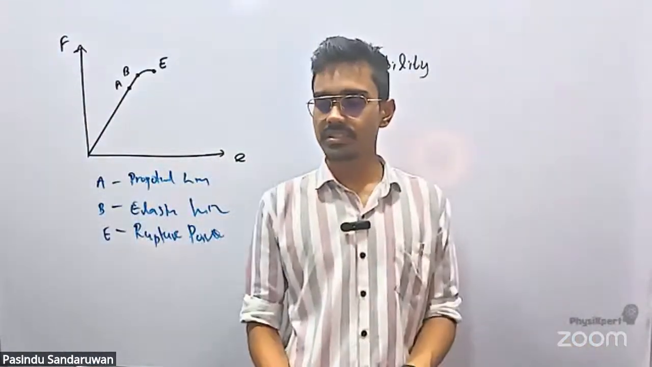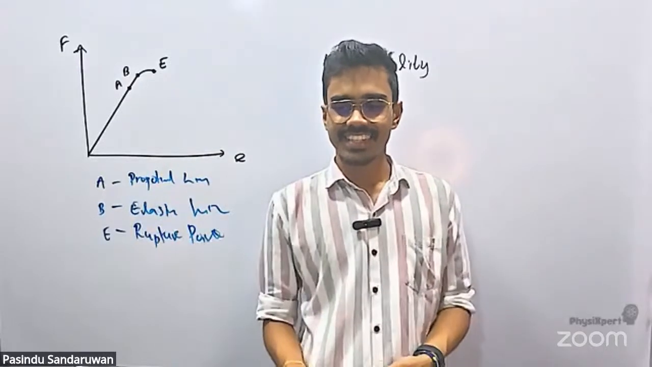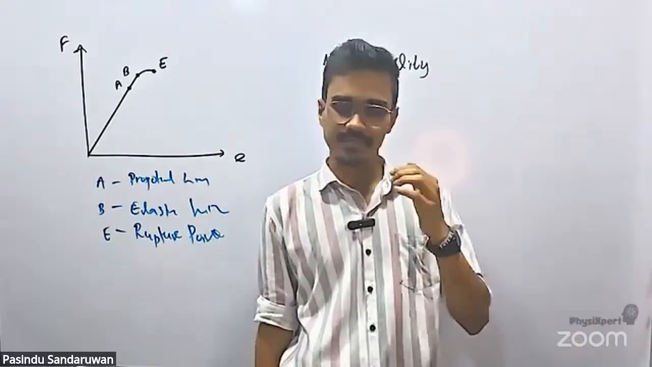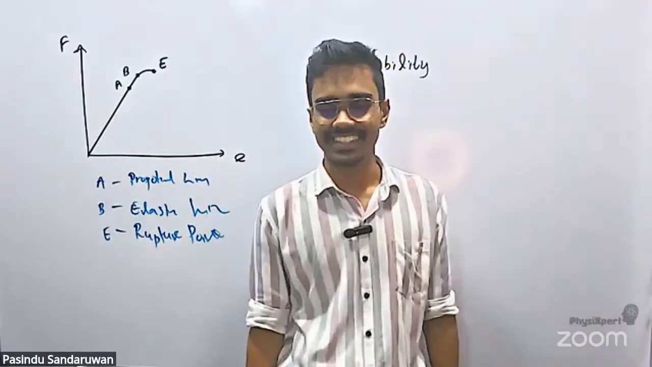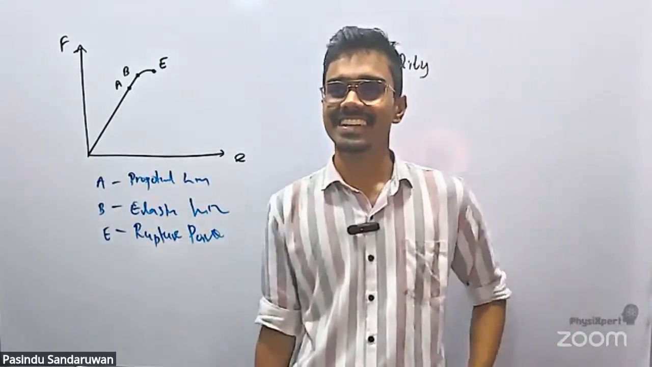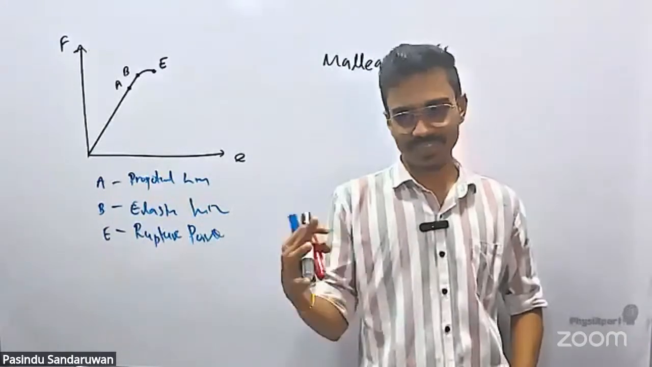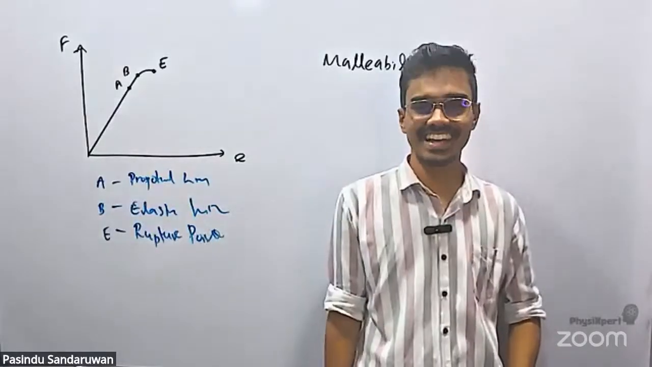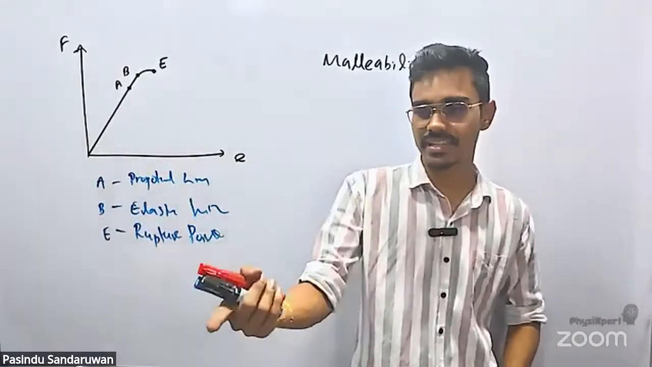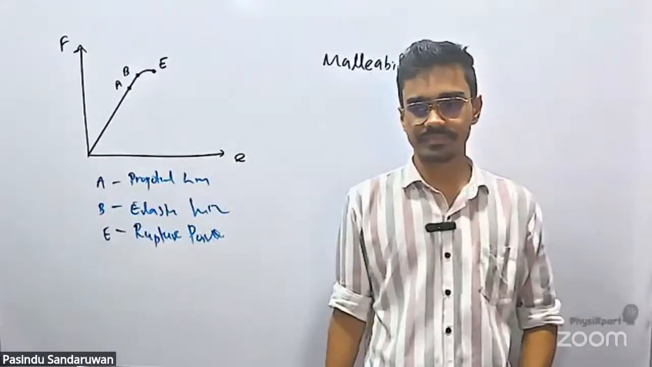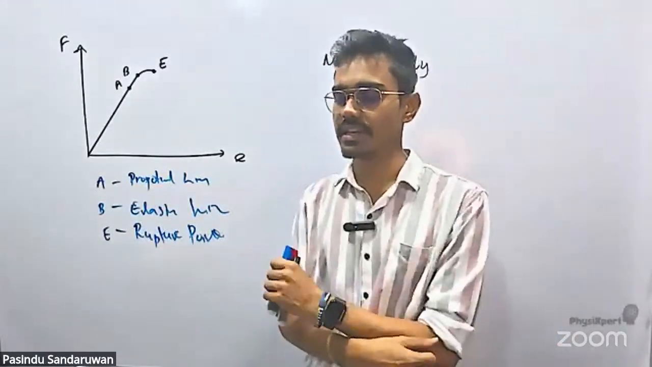Ability to convert to sheets. A little bit different idea from the exact ones. That is also the same as the ductile one, right? Yeah, the idea is correct, but not the exact one. Ability to convert to sheets, correct.